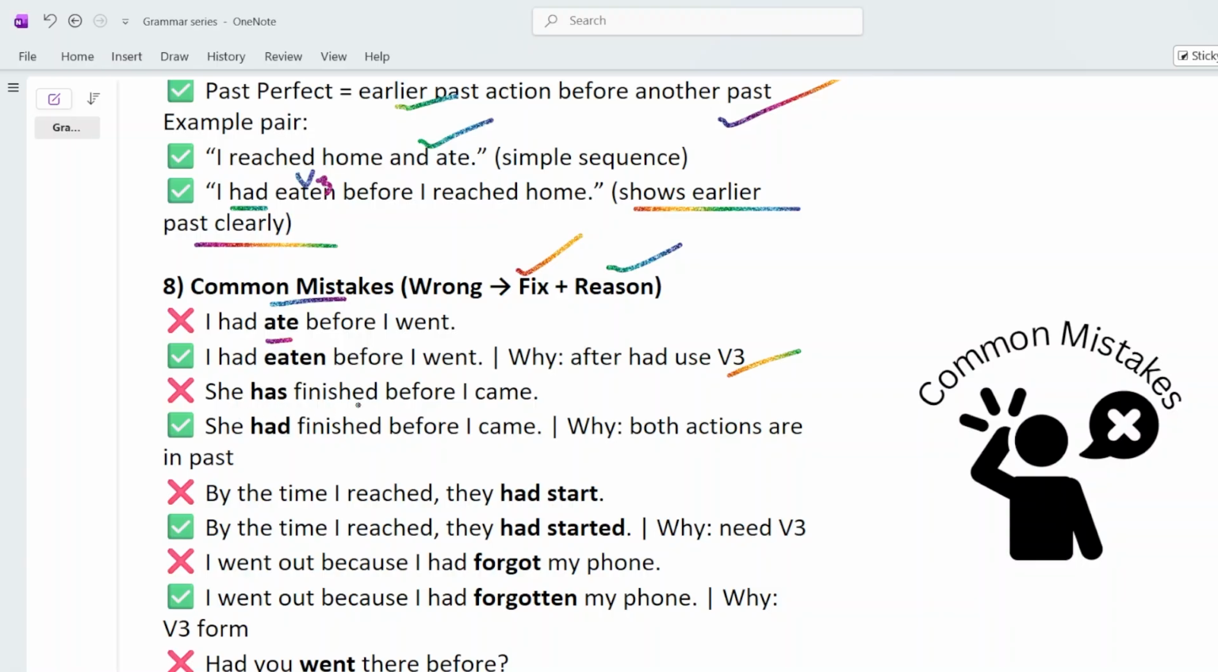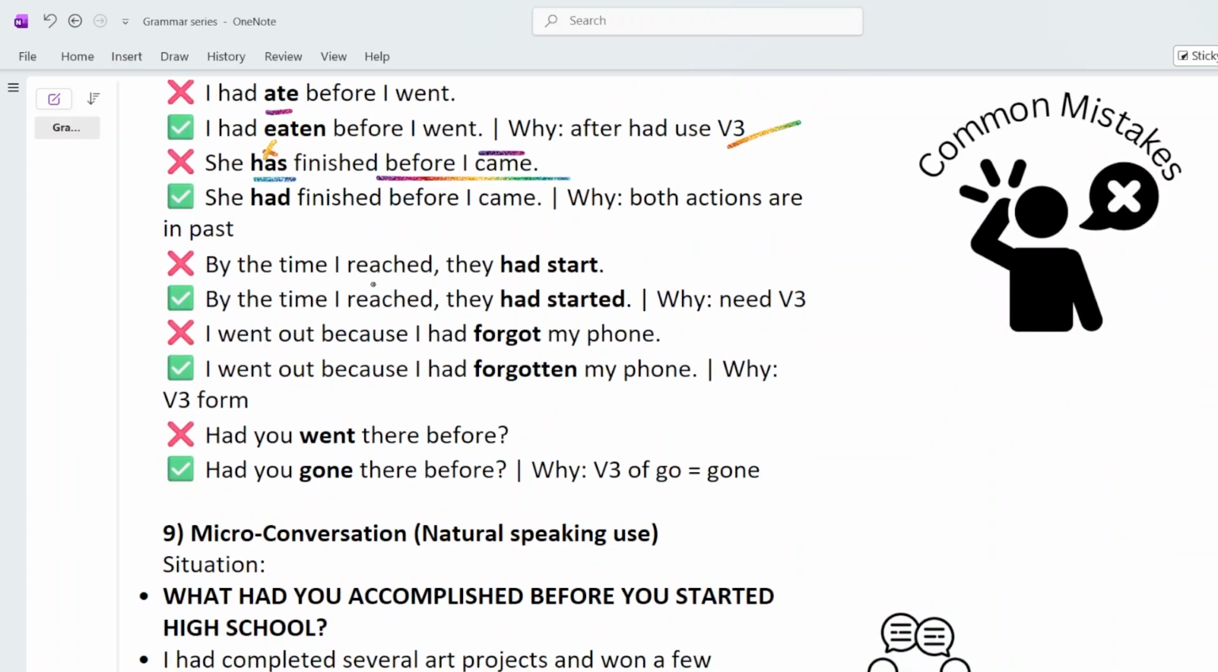Okay. She has finished before I came. Many people do that. Okay, look at the sentence. She has finished before I came. There are two actions, right? She has finished and there's a person who came in. So here you're looking at two past actions. So that is why both actions are in the past. That is the reason why this is past perfect tense. You can't use has here. No chance.